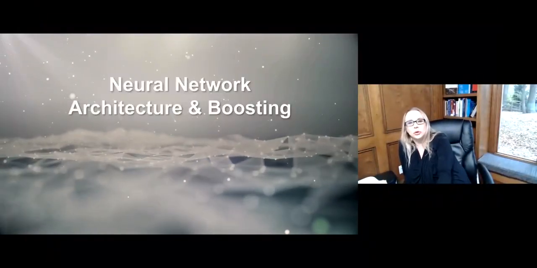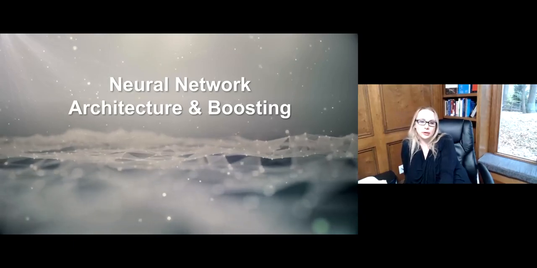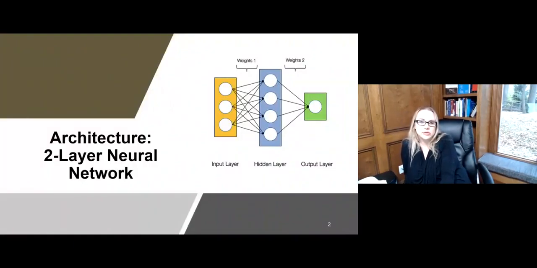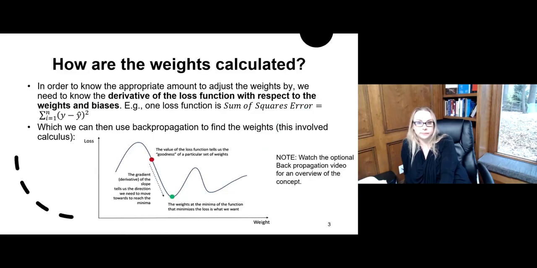Now let's go into neural network architecture and boosting. Let's start with a visual of a two-layer neural network. Here we start with our input layer. These are our x's, and here we would have some weights that we would apply to arrive at each of the nodes within the hidden layer. And then we have our output layer, where we will be using each of these nodes to compile our final prediction.